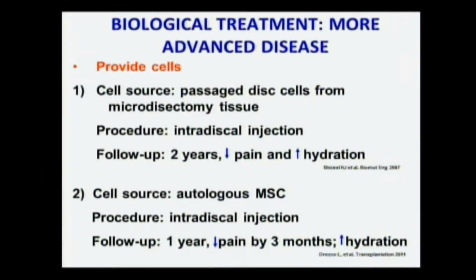And interestingly, at 1 year, in their 10 patients, they were able to show that those patients had decreased pain and increased hydration. So this is really a proof of principle study that suggests that injections of mesenchymal stromal cells might be an appropriate approach for individuals with that early stage disease in which there's been a cell loss.